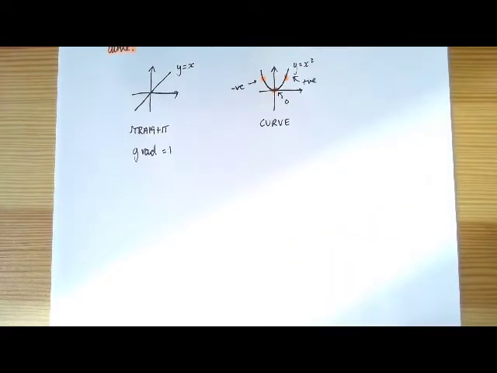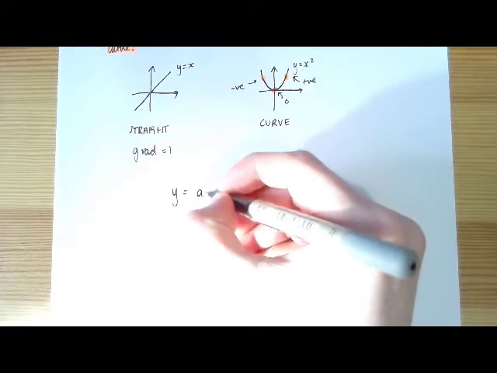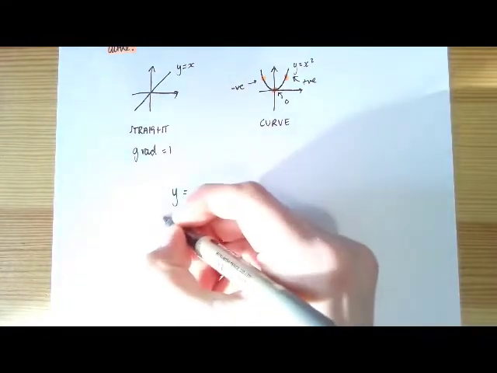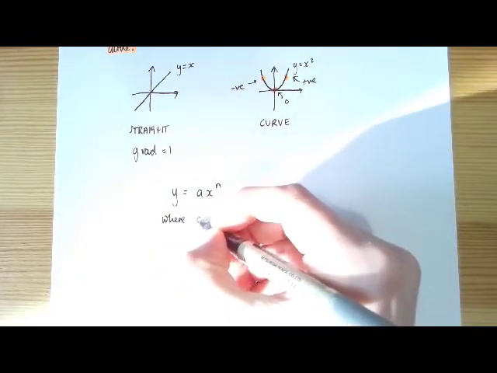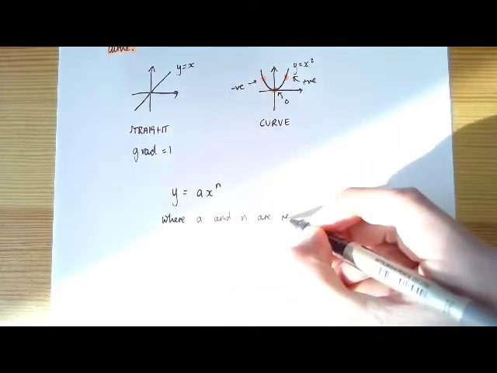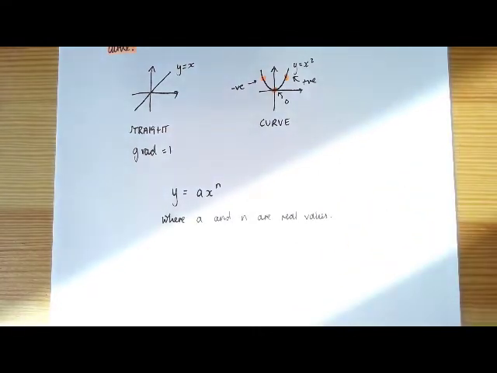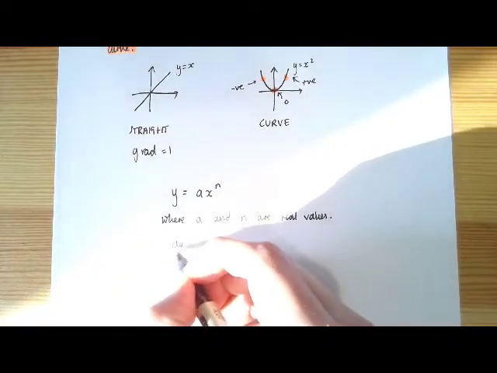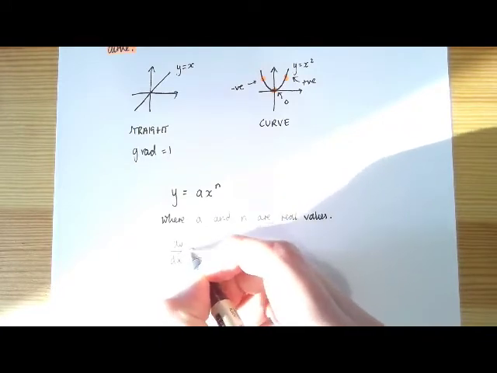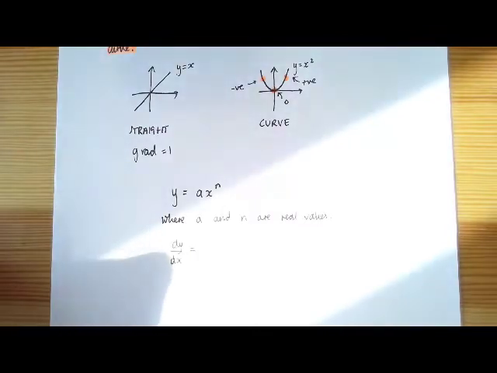Let me introduce the rule to you. So if we have a polynomial where y equals ax to the power n, where a and n are real values, okay, they can be fractions, negatives, or in fact just integers, then we have a rule to be able to differentiate this, and the notation that we use for the derivative is dy on dx, the change in y on the change in x, or in other words, the gradient.